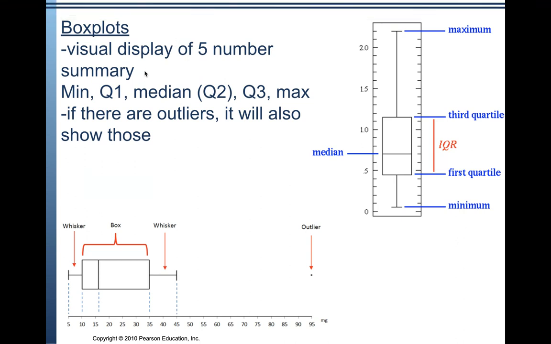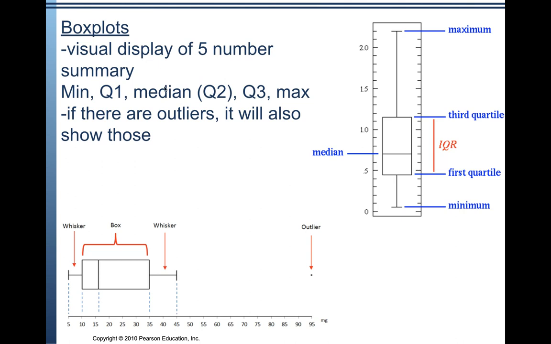And a box plot is a visual display of the 5-number summary. What is the 5-number summary? It's these 5 pieces of information up here. It's the min, the max, and the quarter marks. The min and the max are obviously what they say they are, the smallest value in a data set and the largest value of the data set.